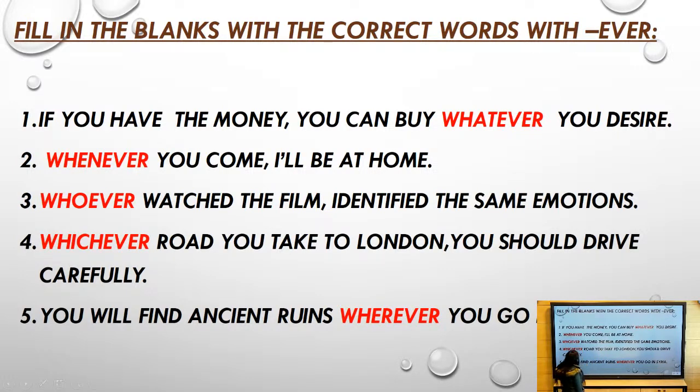Now, question. Fill in the blanks with the correct words with "ever". Number 1, if you have the money, you can buy whatever you desire. So if you have money, you can buy wherever or whatever you desire. Number 2, whenever you come, I'll be at home. So I'm talking about the time you will come. Whenever you come, I will be at home.